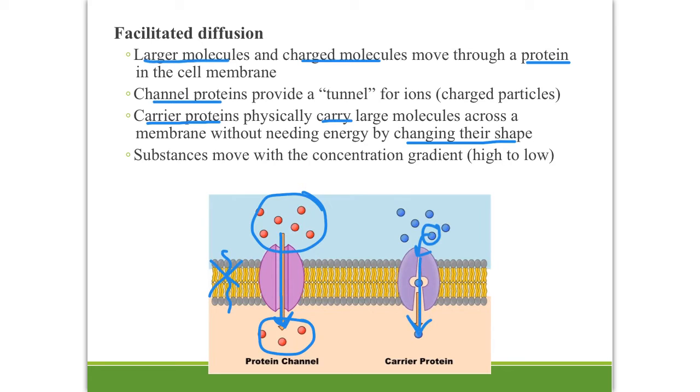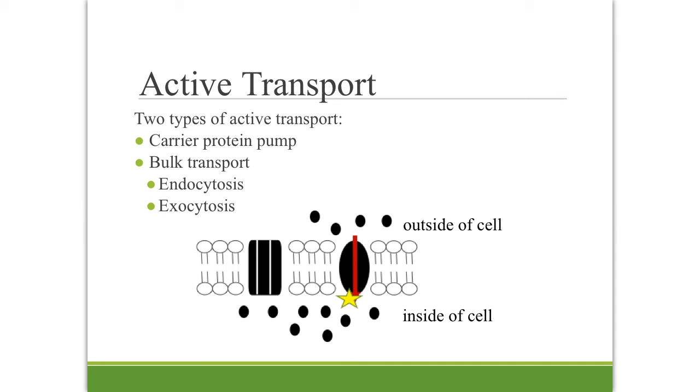In facilitated diffusion, as all types of passive transport, we are moving from high to low, and we call that moving with the concentration gradient. So if you see something's moved with the concentration gradient, it's moving from a high concentration area to a low concentration area. So moving on to active transport, there are two ways that active transport happens in cells. It's through a carrier protein, and because these proteins are using energy, they're often called protein pumps.